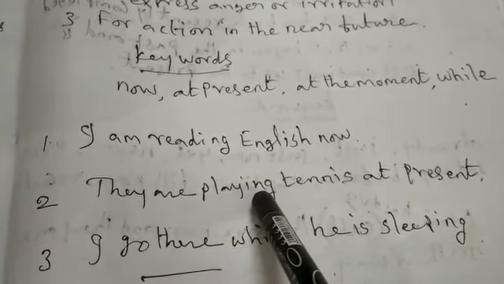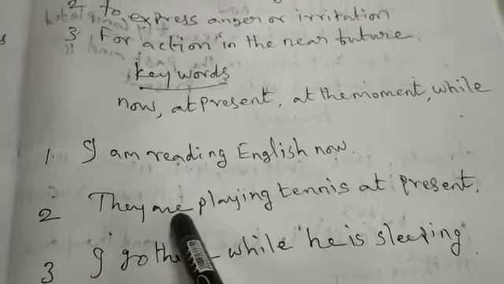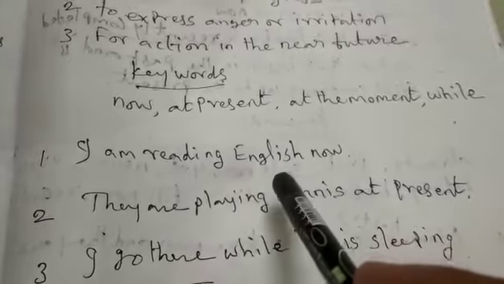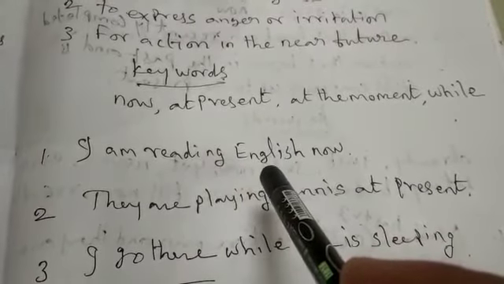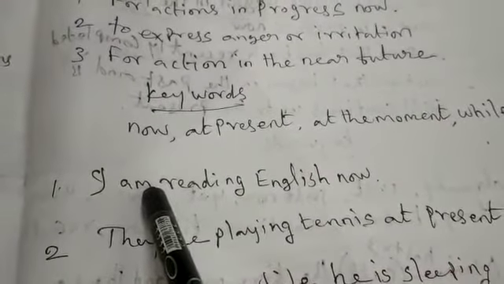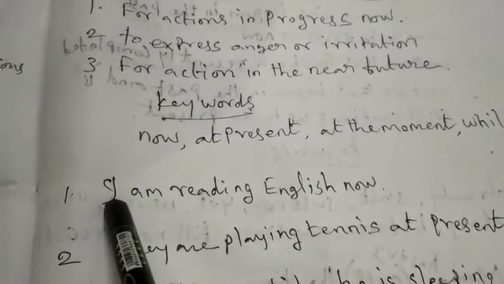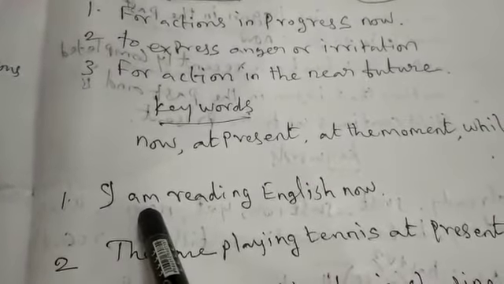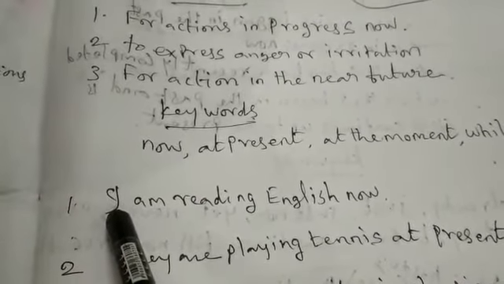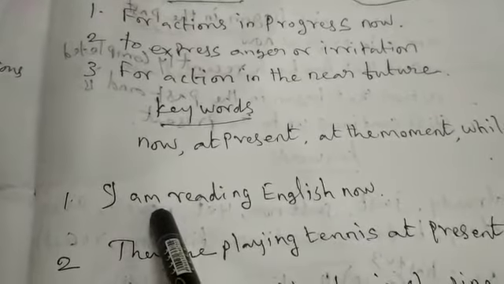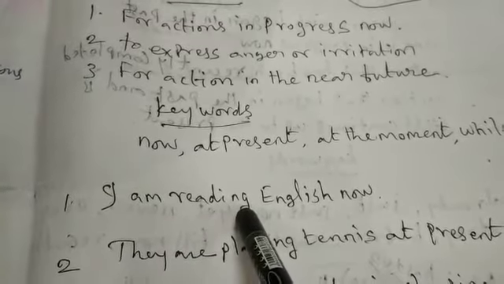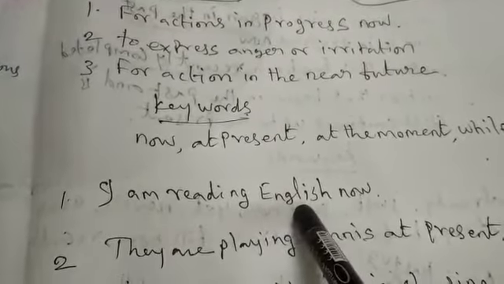Suppose if you find were here, this sentence is called past continuous because were is past tense. Okay. I am reading English now. Already I told you if you find I as a subject, you have to use am, the be form verb in continuous tense. Here you find I, so you use am, the be form verb, present form. Then you use ing, so this sentence is present continuous.